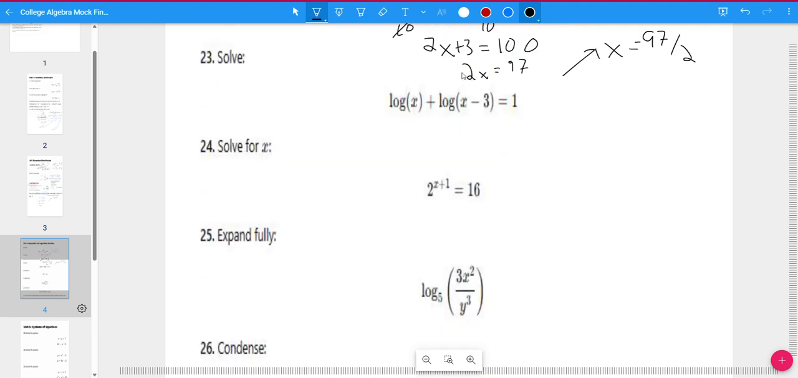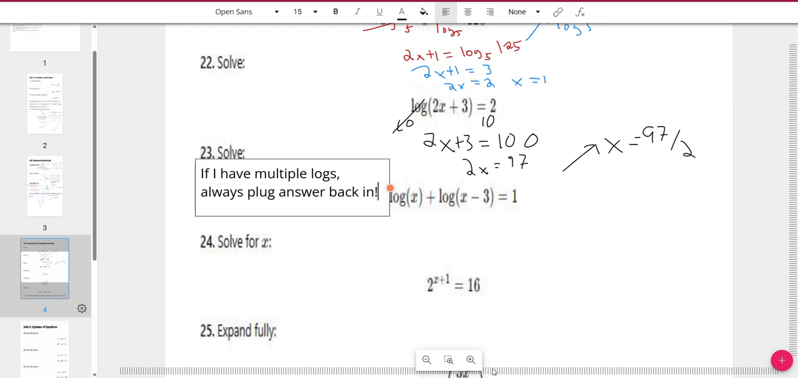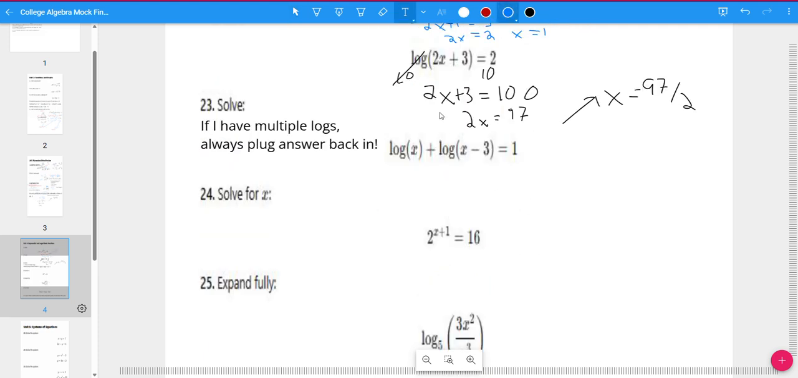So similar thing here, we have to use condensing rules to be able to do this one. And another thing to say is, if I have multiple logs, I always need to plug my answer back in. So on this one, it's kind of like a square root or a variable in the denominator. So how do I combine these?